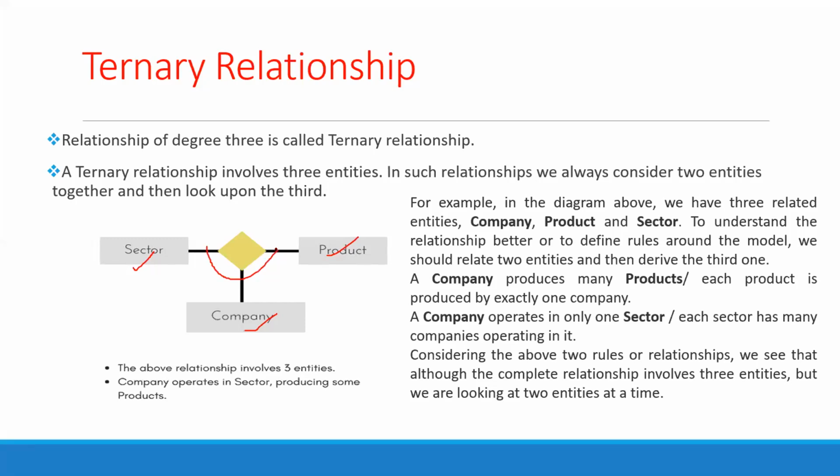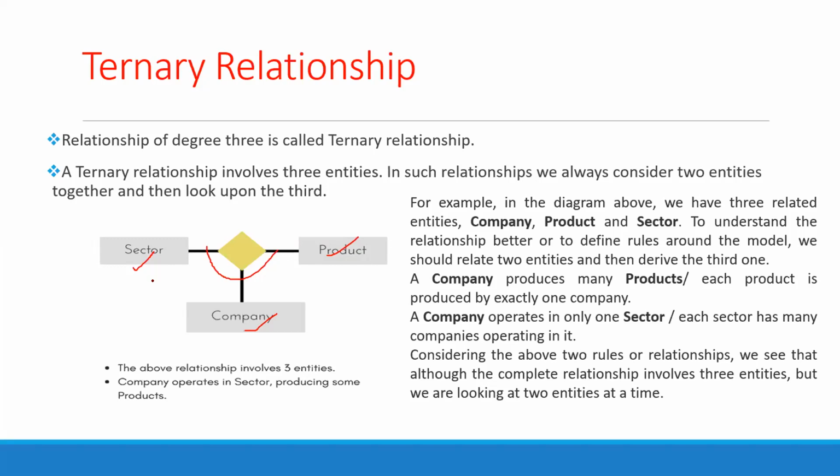Okay, I will explain an example. Here you can see this relationship involves three entities: company, product, sector. A company produces products, but a product is produced by only one company. That you have to remember. A company produces many products, so that is one to many. When you compare with product, a product is produced by one company, so that is many to one.